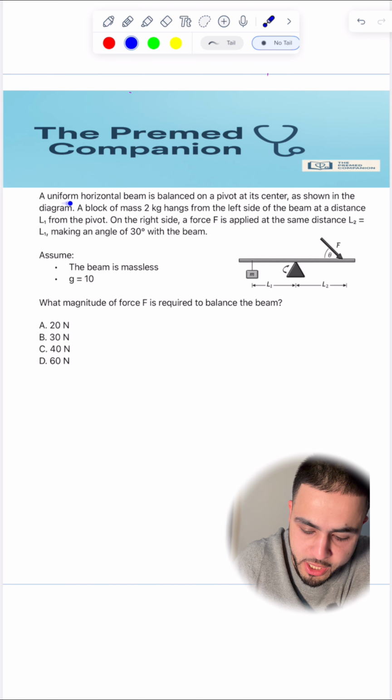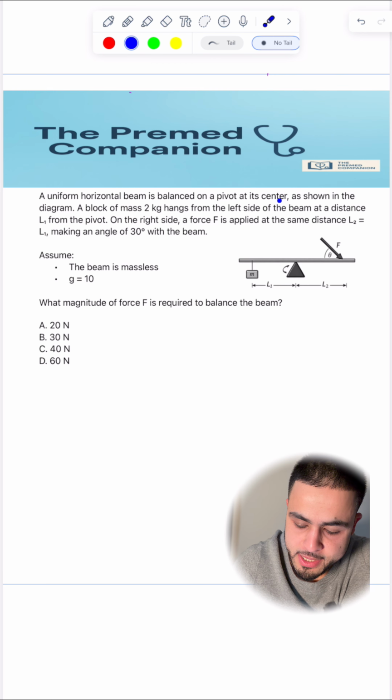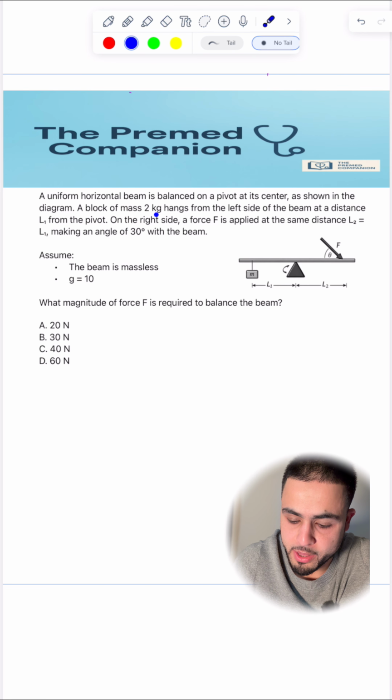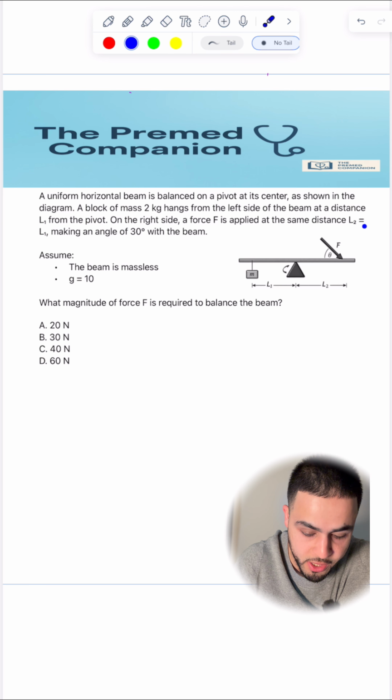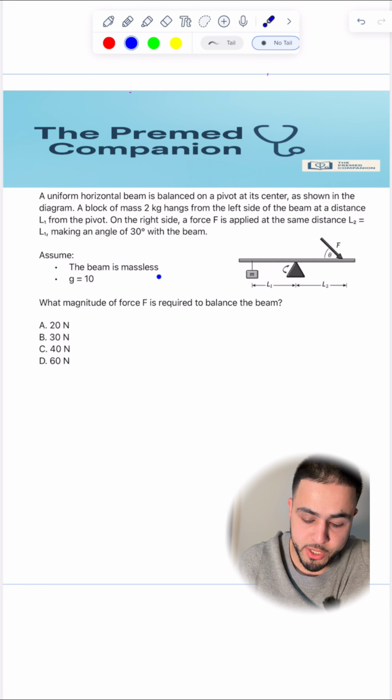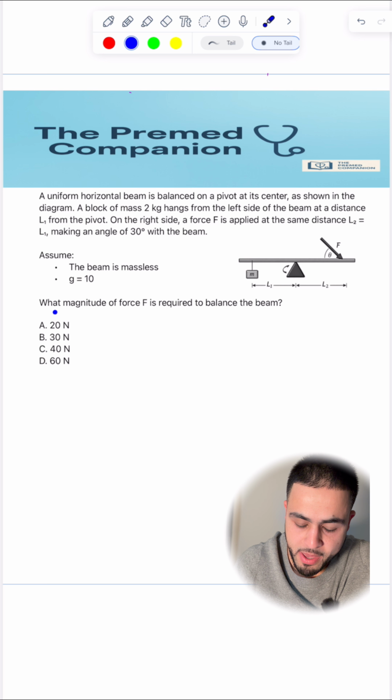A uniform horizontal beam is balanced on a pivot at its center as shown in the diagram. A block of mass 2 kilograms hangs from the left side of the beam at a distance L1 from the pivot. On the right side, a force F is applied at the same distance, L2, so L2 equals L1, making an angle of 30 degrees with the beam. Assume the beam is massless and that the acceleration due to gravity equals 10. What magnitude of force is required to balance the beam?